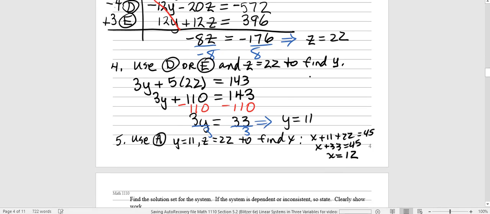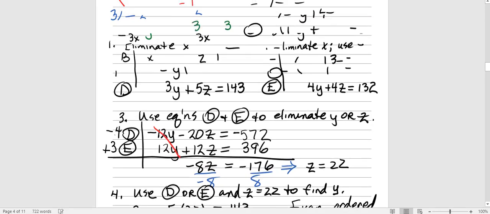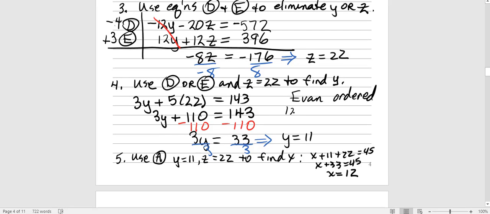And I can give my complete sentence answer. Evan ordered 12 tablets, 11 pens, and 22 erasers. And that would be my final answer on that one.